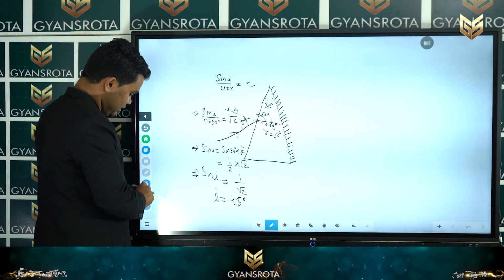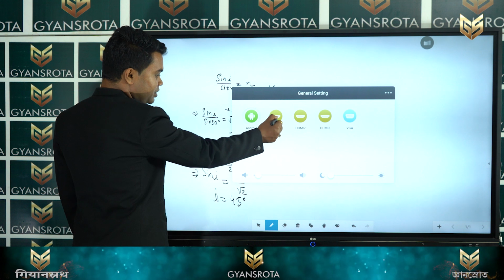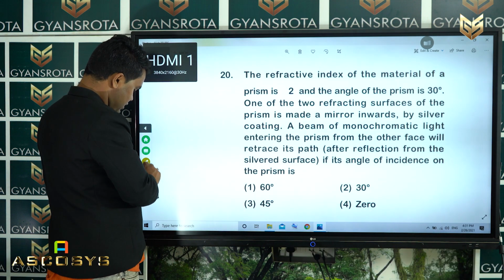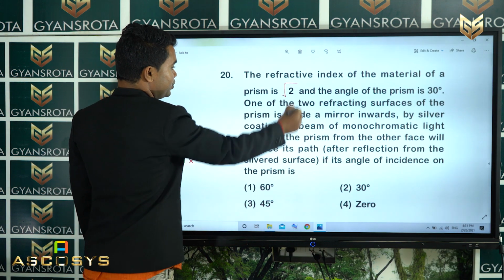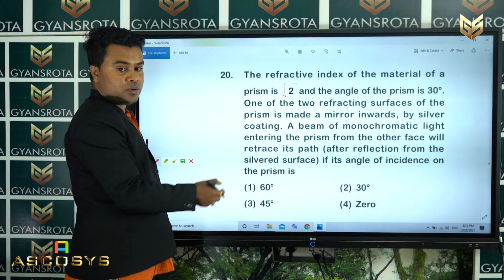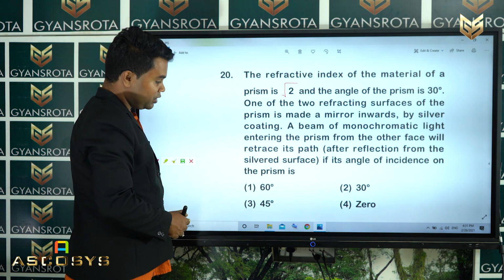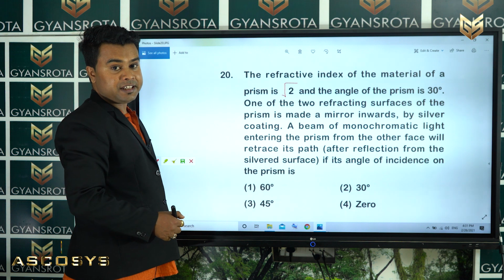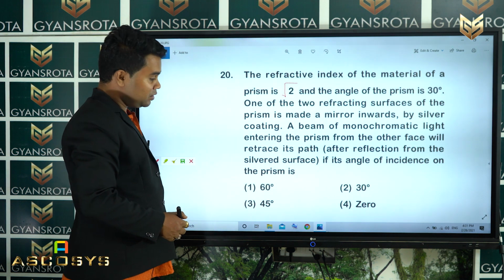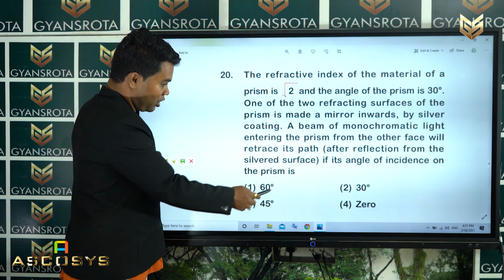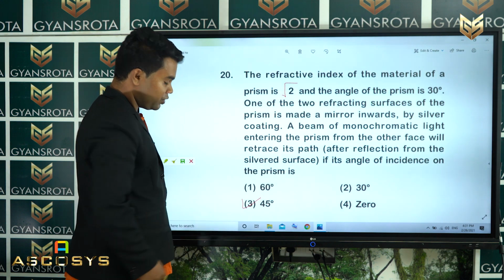So let us see in the question, do you have this option or not? Remember, this is root 2. I can solve it with 2 also, but with 2 the options will not come out. The angle has to be 90 degree if it is 2. Okay, so your option is this one, 45 degree.